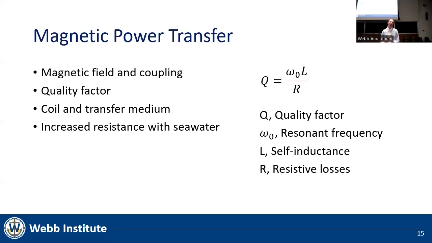Those resistive losses are where eddy current losses and conductivity could hold a large weight, notably because the conductivity of seawater is about 4.8 Siemens per meter.